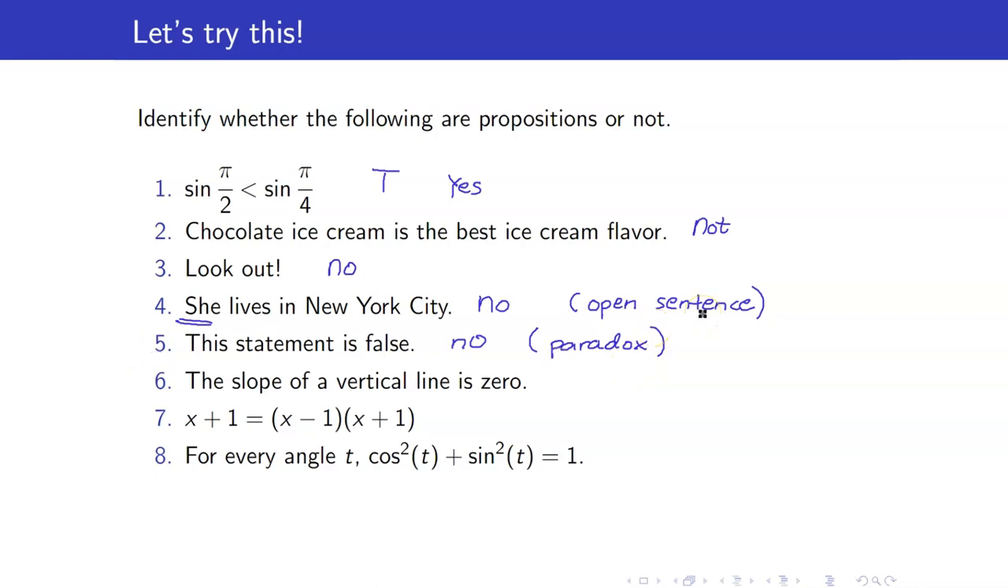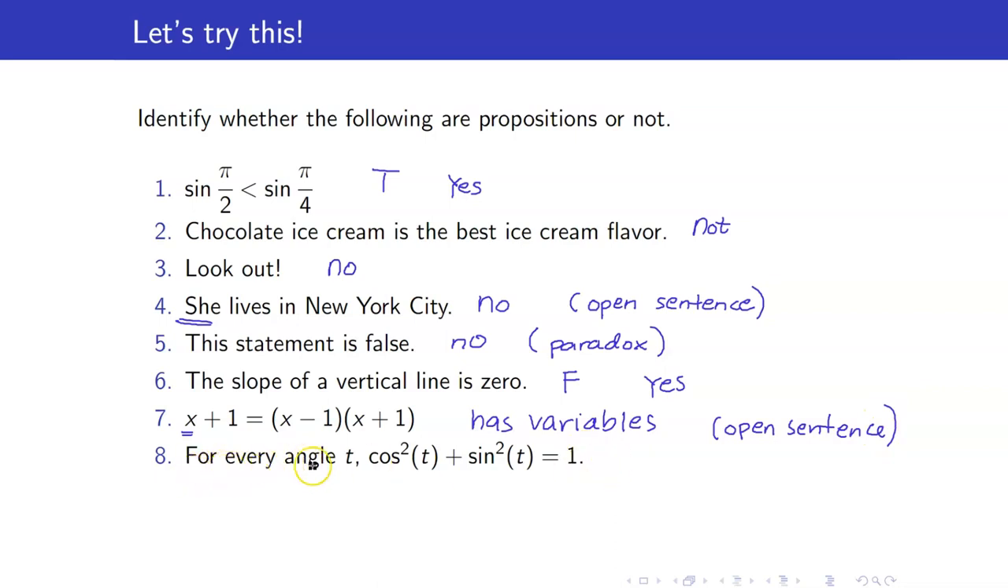Next, the slope of a vertical line is 0. This statement here is false, correct? So therefore, this is a proposition. Next, x plus 1 equals x minus 1 times quantity x plus 1. Take note that you have the presence here of variables. If it has variables, it cannot be a proposition because again, just like with number 4, we do not know what x is. This is also an example of open sentence. We will deal with open sentence in our succeeding lectures.